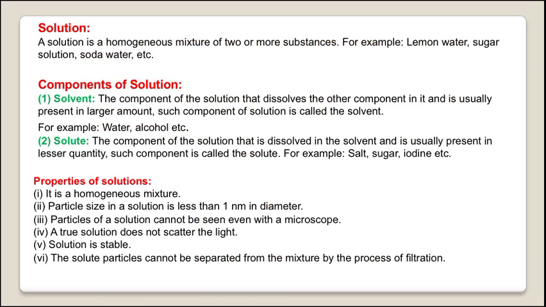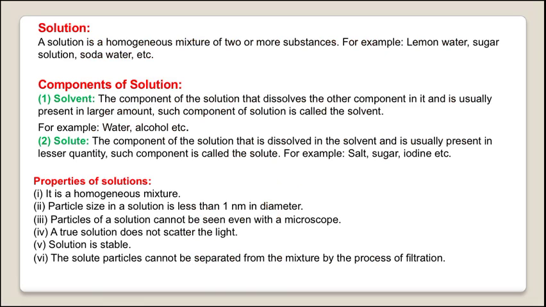Solutions are homogeneous mixtures of two or more substances which are uniformly mixed. For example, lemon water, sugar solution, soda water, and air also. You can take air as an example of a solution because all the components of air are homogeneously mixed with each other. We cannot have a boundary to separate all the gases.